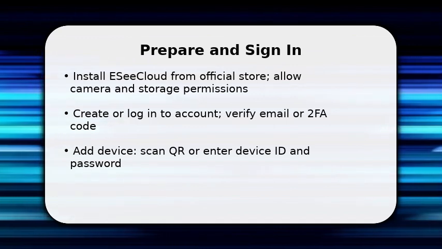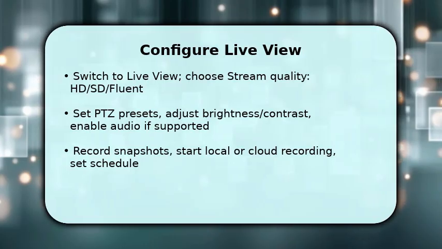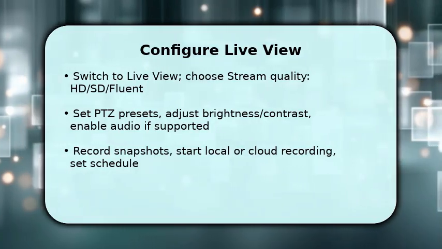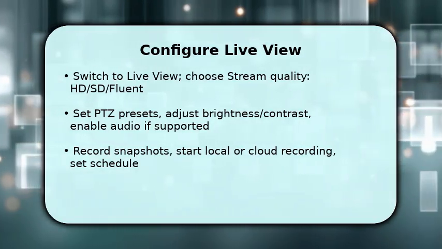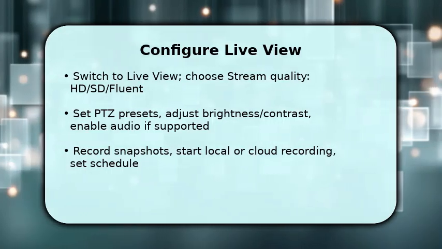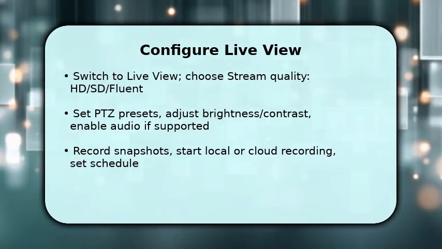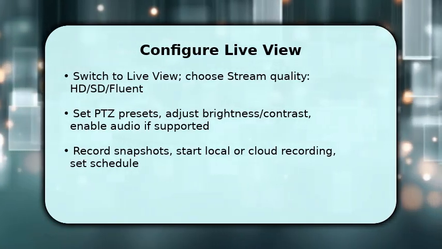Once the device appears, tap Live View to verify the feed. You should pick Stream Quality, HD for detail, Fluent for low bandwidth, because playback depends on it. Then configure PTZ presets and tweak image settings like brightness and contrast so motion detection performs reliably. Enable audio if the camera supports it, and test sound.